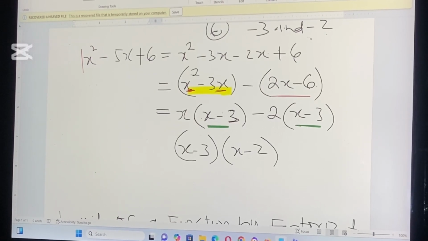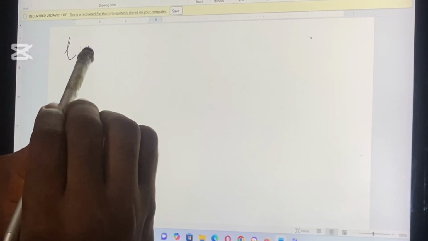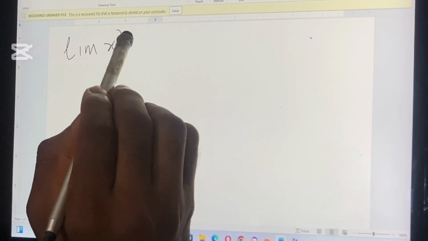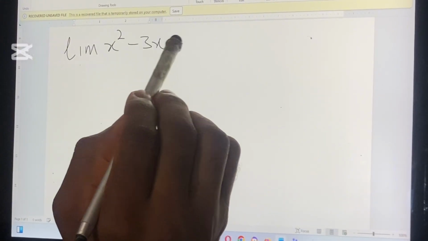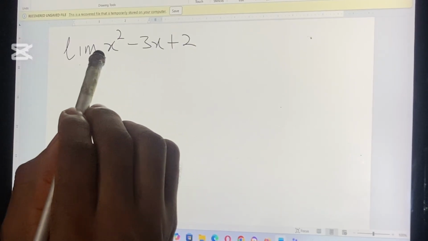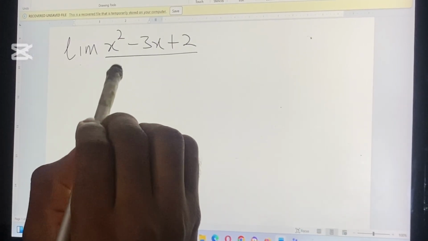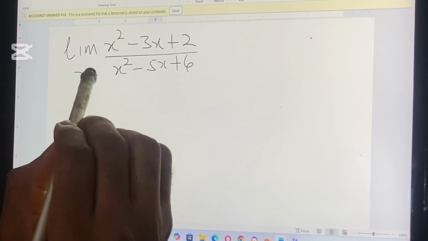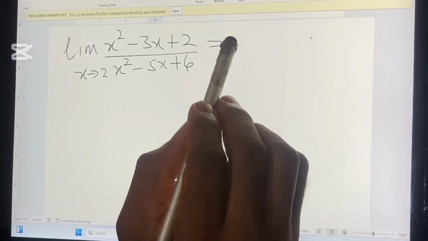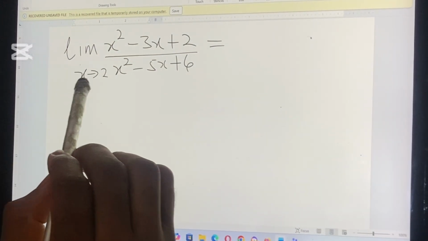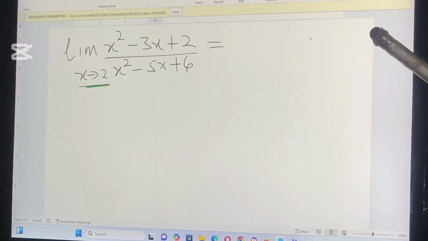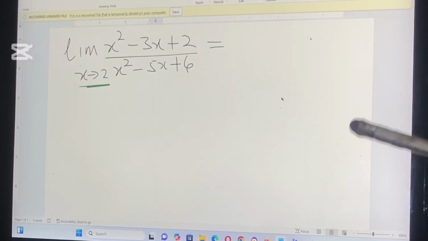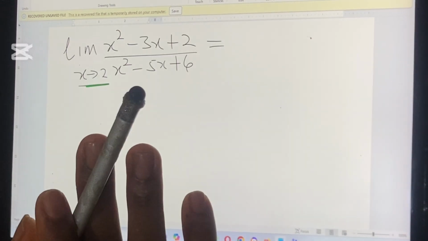So now let's replace that in the question given to us here, class. In the equation given to us here, that is the limit of s squared minus 3s plus 2 over s squared minus 5s plus 6 as s tends to 2. So class, when you replace the value of s as 2, this gave us 0 at the numerator and 0 at the denominator. That is an indeterminate limit. So we say that for every indeterminate limit, we use the factorization method.